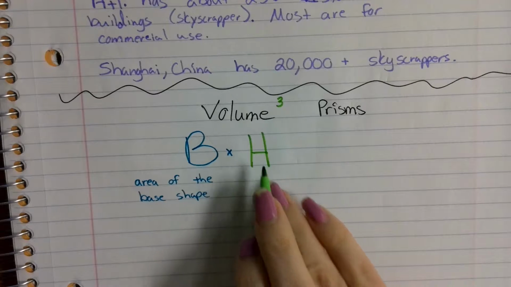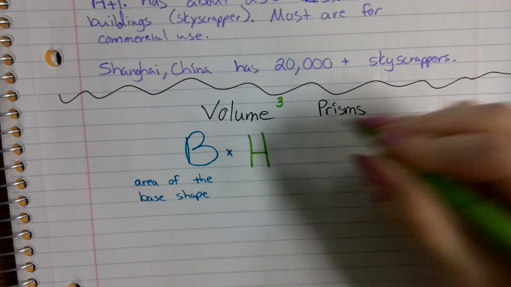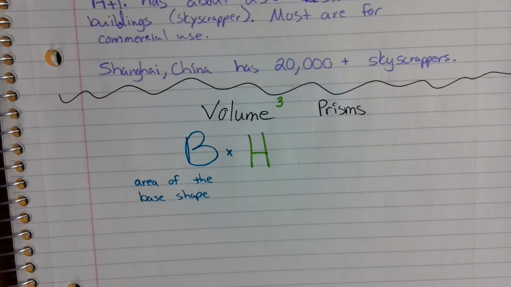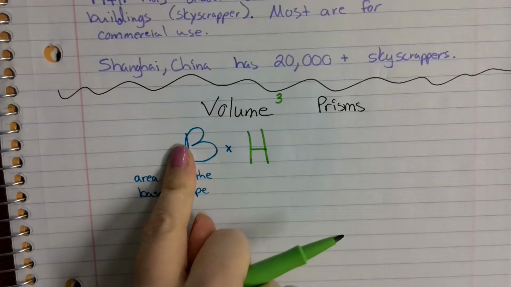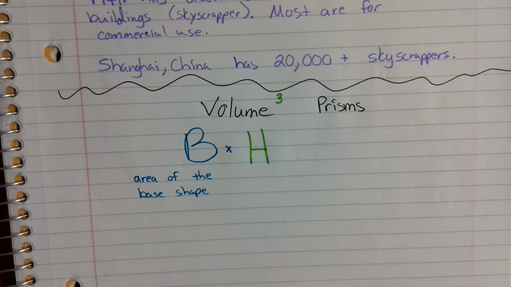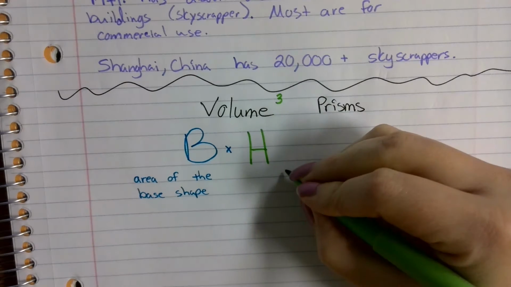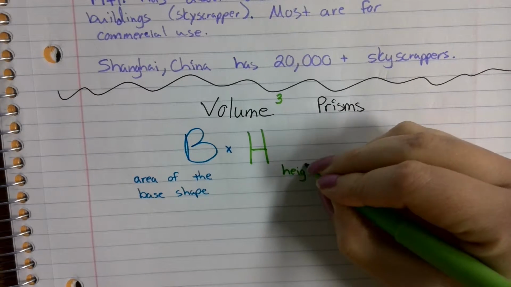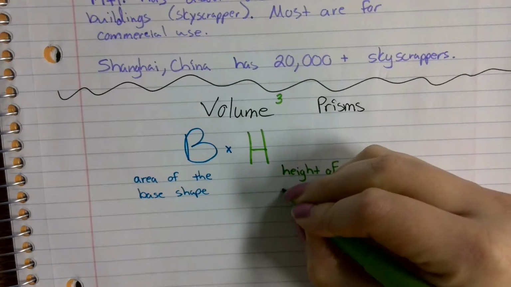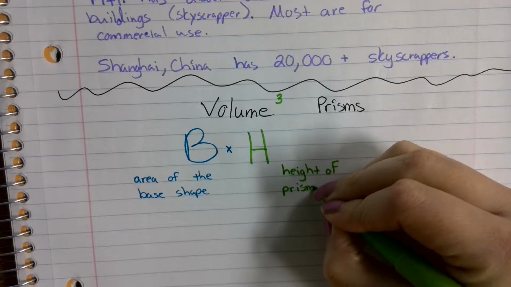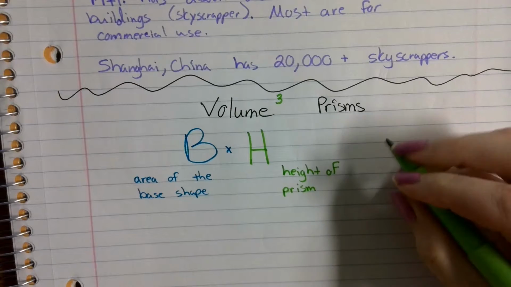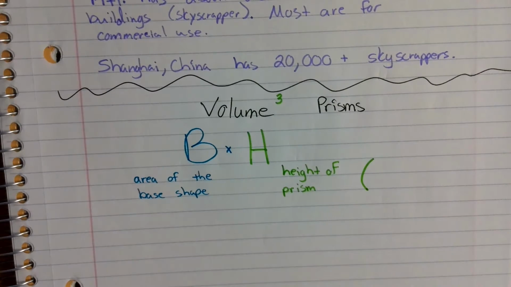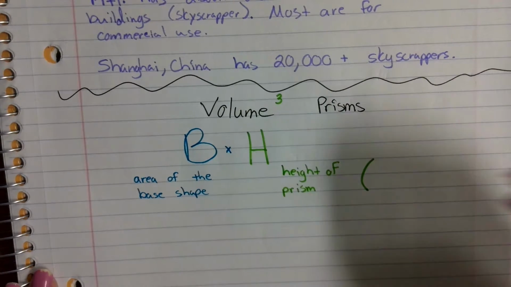Height. When we talk about height, this is the part that gets confusing, especially if it's a triangular prism, because technically there's two heights. There's a height of the base unit, and then there's a height of the prism. Big H represents the height of the prism. And you will know that measurement represents the height of the prism because it's the measurement that connects the two base shapes.